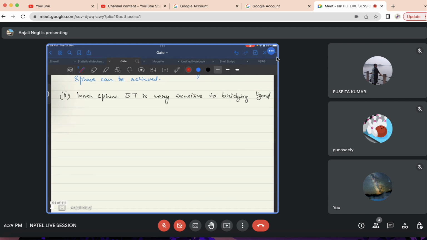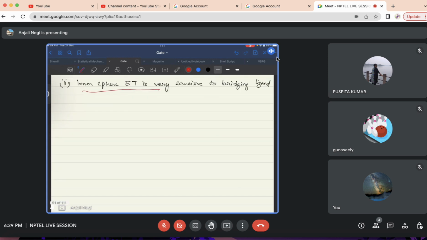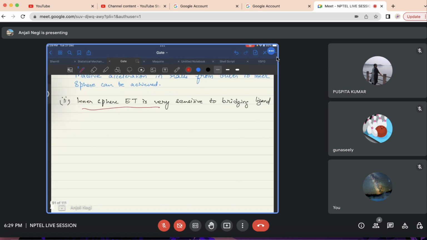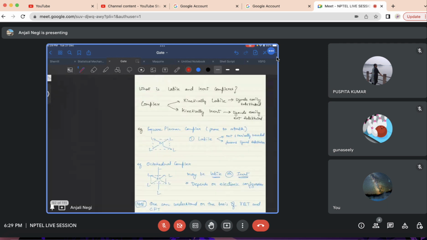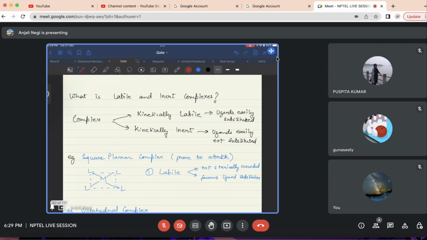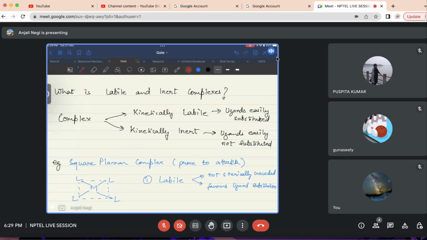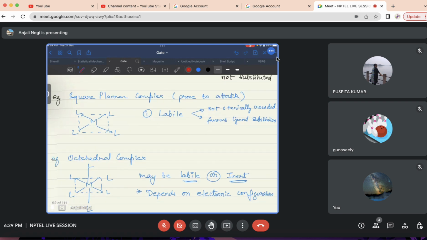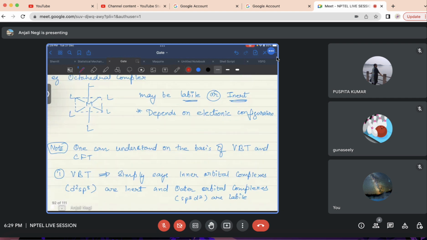The last point is that this inner sphere electron transfer is very sensitive to the bridging ligand, as we have just seen. That is, it is very important to have the bridging ligand in here, and it is very sensitive to it. Okay, so this is just extra information. I think I can skip it or I can go through it.